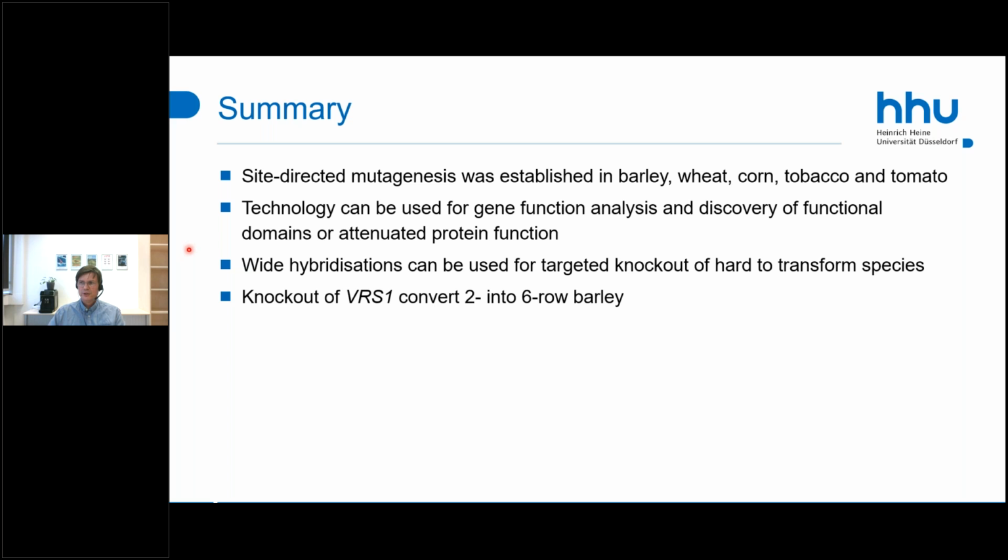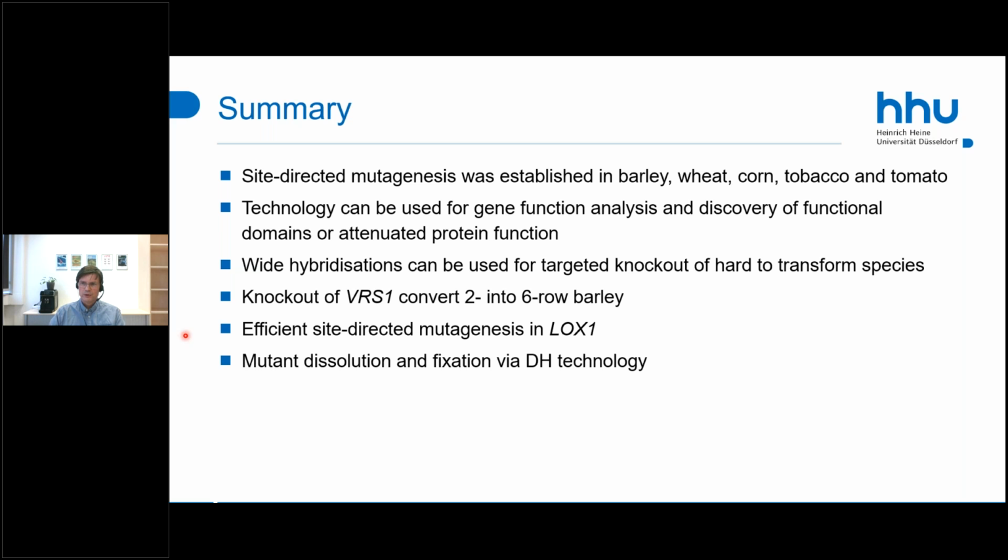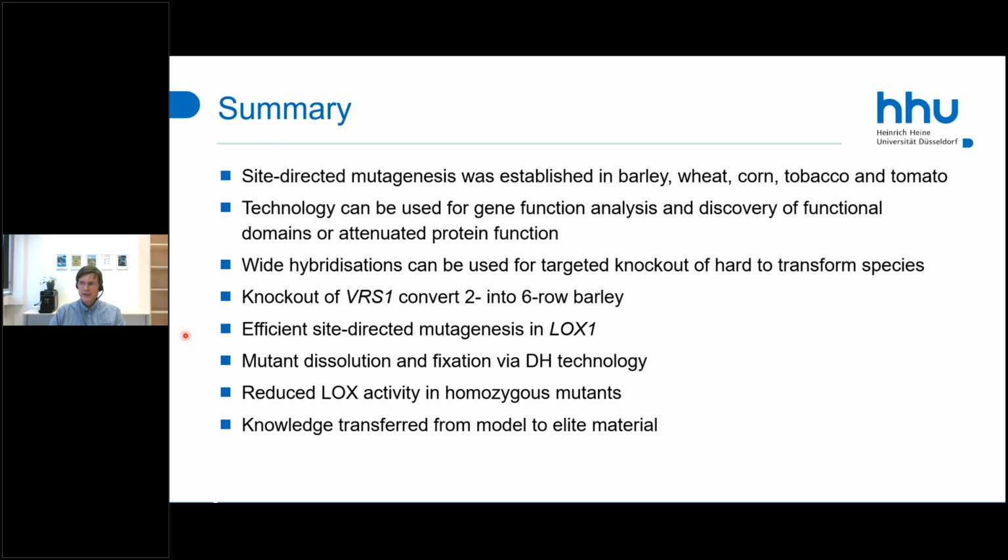I showed you that the knockout of VRS1 converts 2-row barley into 6-row barley. We had an efficient site-directed mutagenesis for the LOX1 gene, and we used embryogenic pollen culture for mutant isolation and fixation. We could find a reduced LOX activity, and we could transfer the knowledge from the model cultivar Golden Promise to elite material, which was finally even used for the brewing process and had some altered malting characteristics.